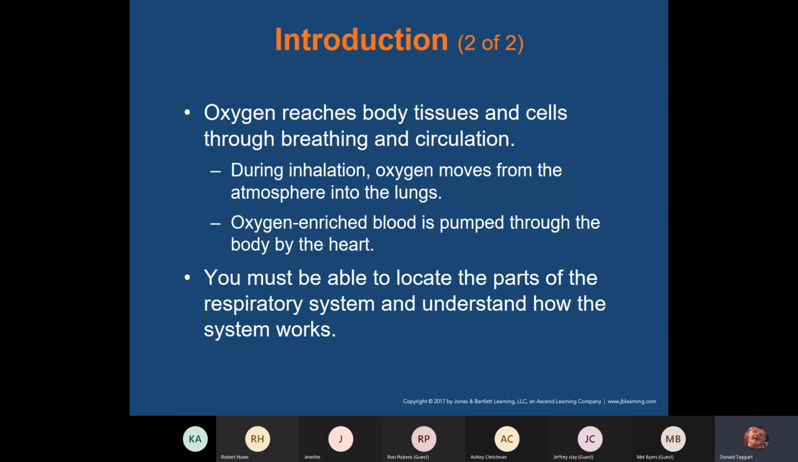Okay, during inhalation, oxygen moves from the atmosphere into the lungs. Remember, the intercostal muscles contract, your chest expands, your diaphragm drops. Atmospheric pressure is going to push air in. When all those relax in exhalation, it's a passive process. It's just going to do it, and it should blow that back out. Hopefully it's blowing the carbon dioxide out.